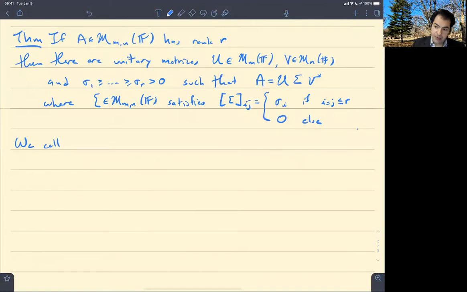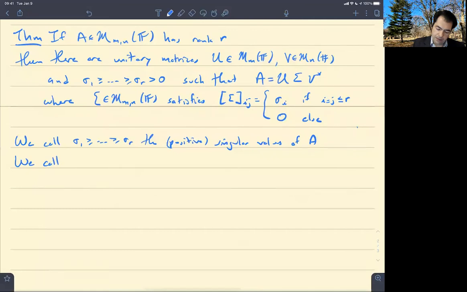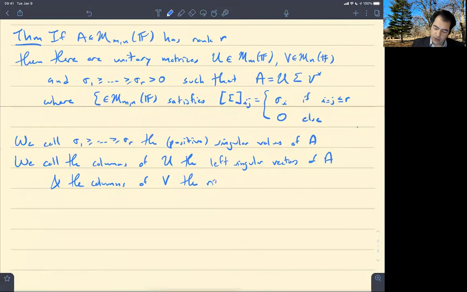Just as before, we call sigma 1 through sigma r the positive singular values of A, call the columns of U the left singular vectors of A, and the columns of V the right singular vectors of A. And I didn't talk about this last time, but the reason this is left and this is right is because in the decomposition, the U goes on the left and the V goes on the right.